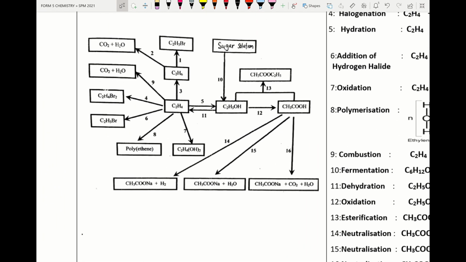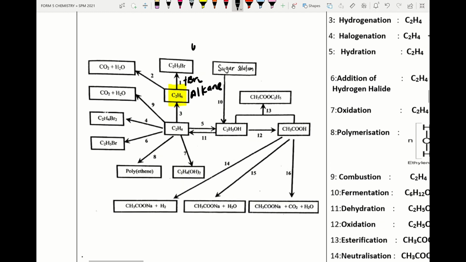So here I start with this one. Once we see C2H6, this is known as an alkane compound. Alkane compounds can undergo substitution and combustion. Here they add bromine solution in the presence of UV light, so this process is known as substitution. So we get bromoethane. This process must be remembered.